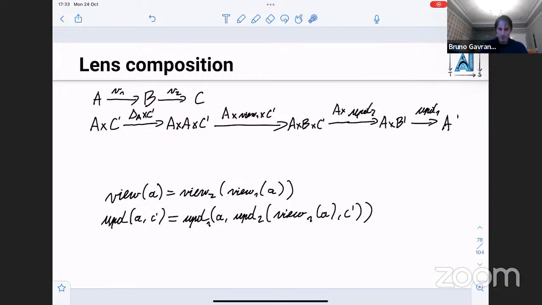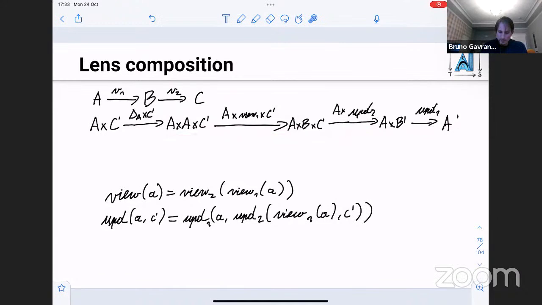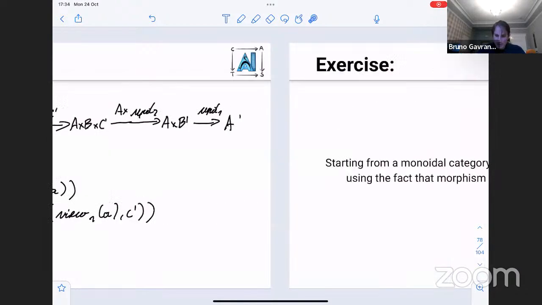This might be quite useful to try to understand how in the category of sets we can take any commutative diagram like this and write it as its action on elements. So we see we take an A and a C prime and we do this particular thing. And we see the copied A is appearing twice. That's why, because we copied it. Okay, so we defined lens composition.